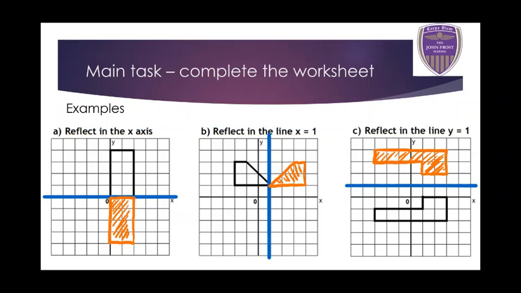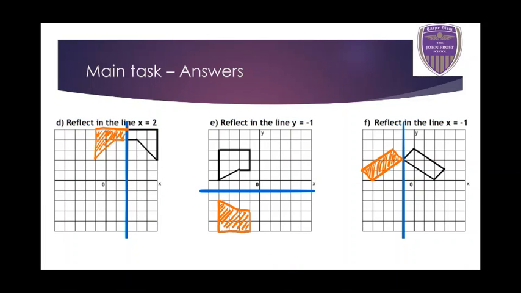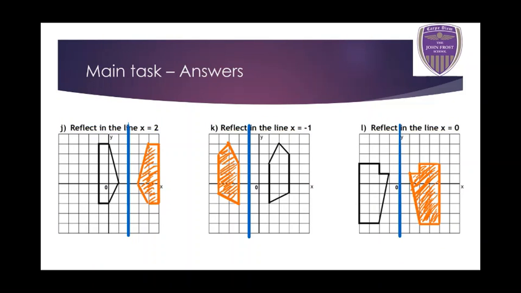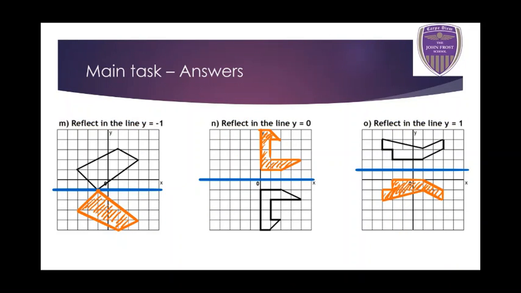Okay, so let's go through the answers. Hopefully you all copied A, B, and C in the example. Let's have a look at the next ones. D, E, and F. Pause the video if you didn't get them right and you want to correct it. Moving on. J, K, and L. Then we've got M, N, and O. So hopefully you got them all right. It's a tricky topic to get your head around, but hopefully you didn't find it too tricky, okay?